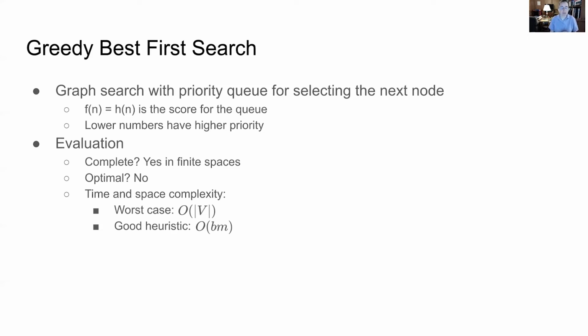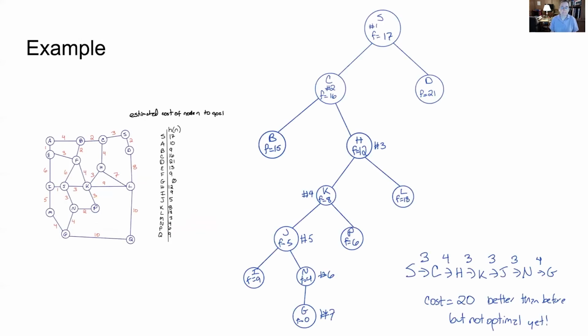Before we give our example, we'll evaluate it. Is it complete? Yes, as long as your space is finite. Is it optimal? No. What's the time and the space complexity? Well, it can be really bad. But if you give it a good heuristic, it's big O of b times m, which is the best that we've come across for the time complexity and the space complexity together. So that's why it can be implemented. Again, it isn't the optimal answer, and probably most of the time you'll end up implementing the optimal answer, but we'll talk about that in a minute.